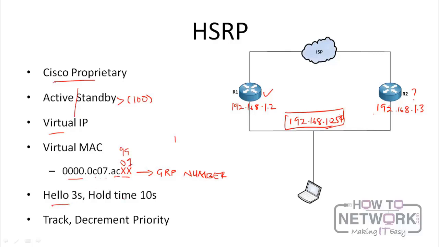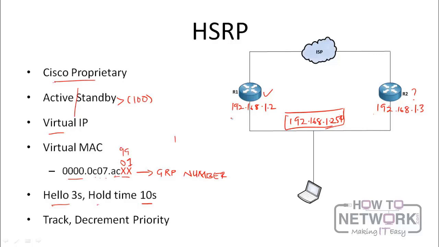HSRP uses a hello timer of 3 seconds and a hold timer of 10 seconds. What that means is that if no hello is received from R1 in 10 seconds, then R2 assumes that R1 is dead and will become the active router. So that's one way for R2 to become the active router. The second way for R2 to become the active router is that the priority of R1 goes below the priority of R2.